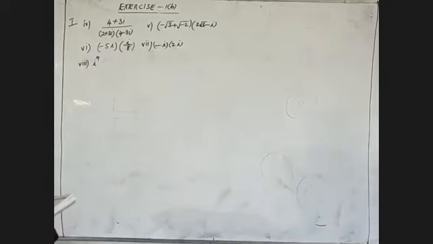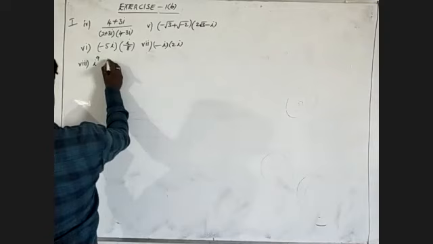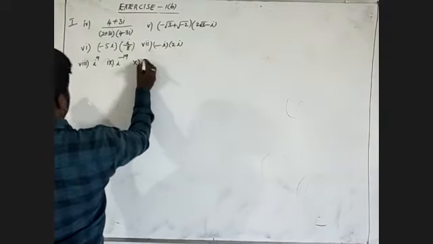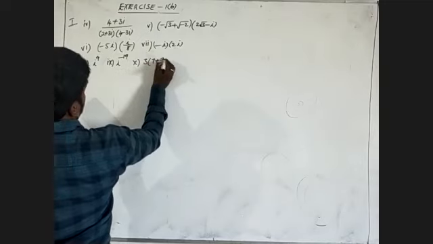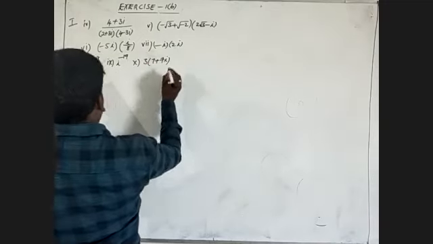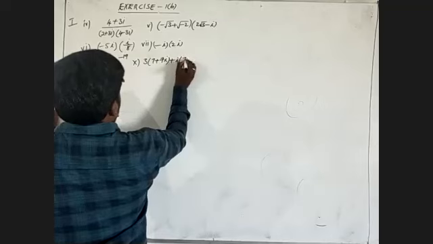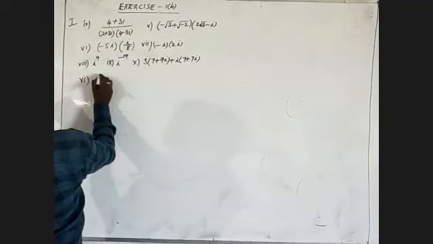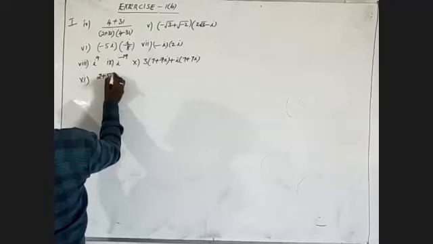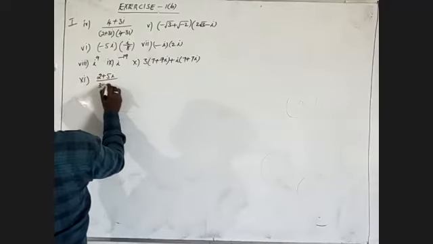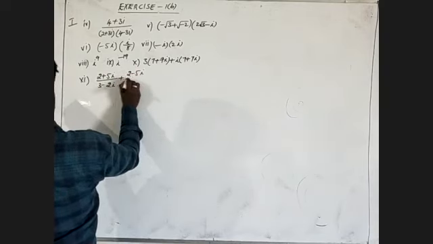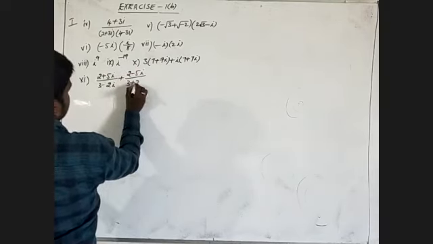Remaining I will write here. 8th one is i power 9. 9th one is i power minus 19. 10th one is 3 into 7 plus 7i plus i into 7 plus 7i. 11th one is 2 plus 5i by 3 minus 2i plus 2 minus 5i by 3 plus 2i.